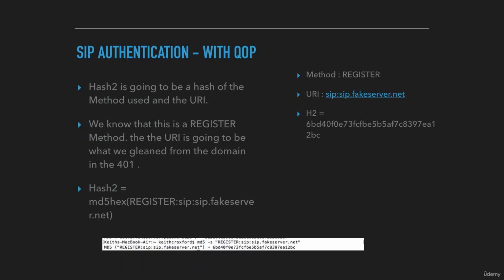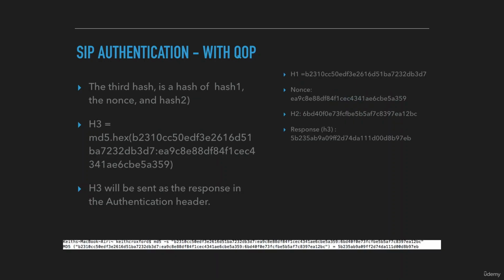Hash 2 is going to be a hash of the method and the URI. We know that this is a REGISTER method, and the URI is going to be gleaned from the domain in the 401. So hash 2 is an MD5 hex of register, and then the domain, and there we go. The third hash is a hash of hash 1, the nonce, and hash 2. So hash 3 is an MD5 hex of the first hash hex, the nonce, and the second hash hex. H3 will be sent as the response in the authentication header.